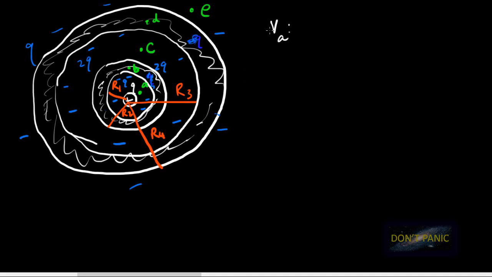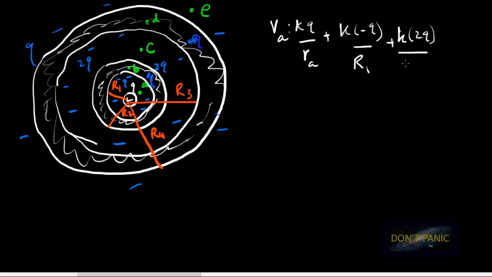So you're going to have the contribution of this point charge that's in the middle. So that's going to be KQ over RA, plus the contribution of this inner sphere, which is going to be K times -Q over capital R1, plus then the contribution of this 2Q, K times 2Q over R2, okay, plus the contribution of this one, the inner surface of the larger shell, is going to be K times -2Q over R3, plus the outermost is going to be K times -Q over R4.